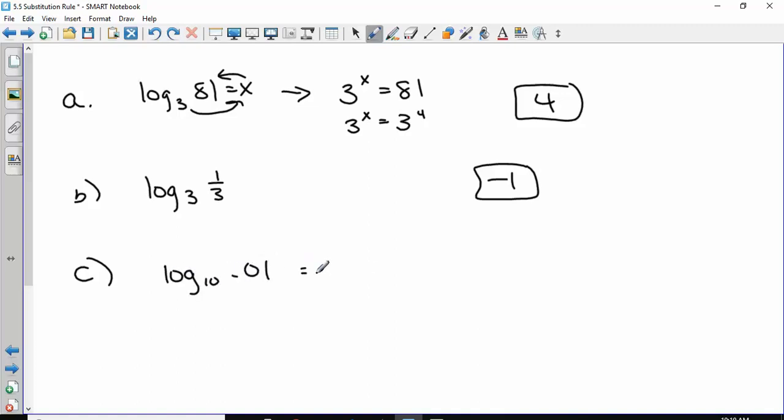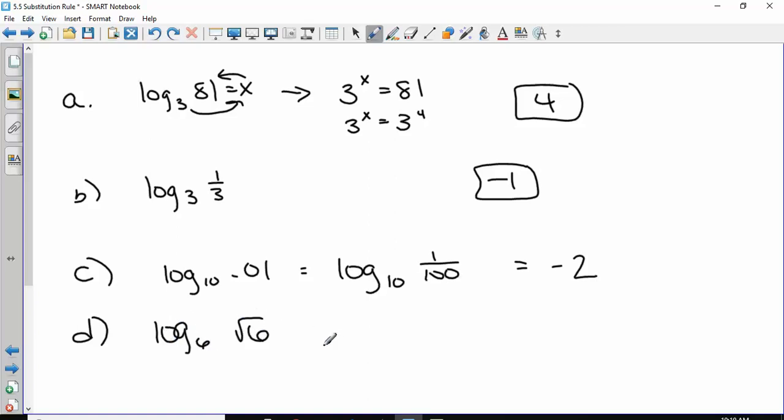log base 10 of 0.01. 0.01, if you read that as a decimal, that's like 1/100. So 10 to what power would be 1/100? Negative 2. Because 10 squared is 100. To move to the bottom, it has to be a negative. D, log base 6 of the square root of 6.